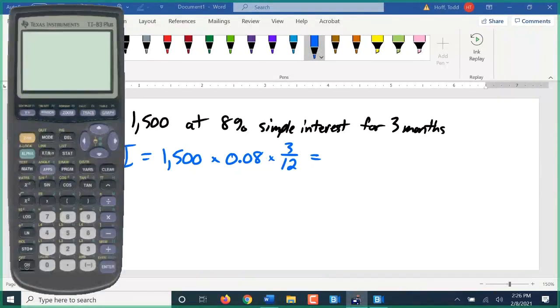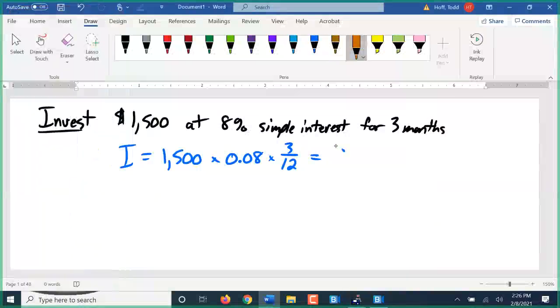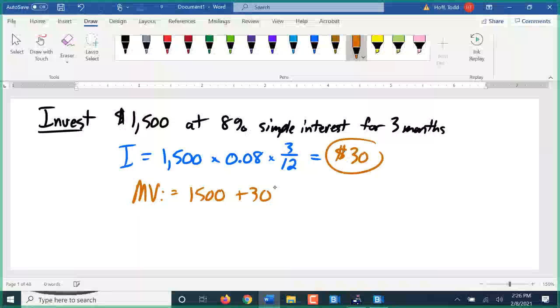So it'll be 1,500 times 0.08 times 3 divided by 12. We don't have to enter the 3/12 as a fraction. We can just do times 3 divided by 12. We get $30. So that's $30 in interest. So then our maturity value, 1,500 plus 30, gives us $1,530.